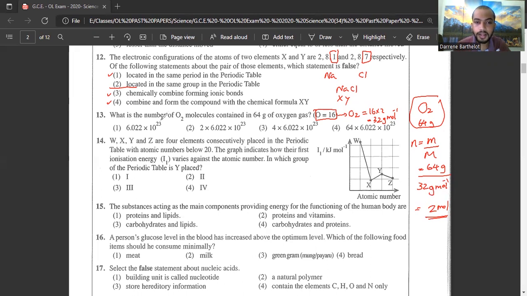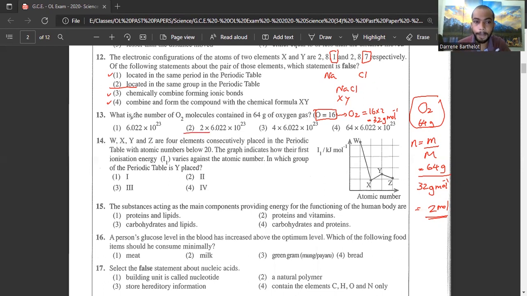So they're asking the number of oxygen molecules. In the Avogadro constant, they say that 1 mole consists of 6.022 into 10 to the power 23. That means for 2 moles, it will be double of that. That means 2 times 6.022 into 10 to the power 23. So the answer will be the second one.